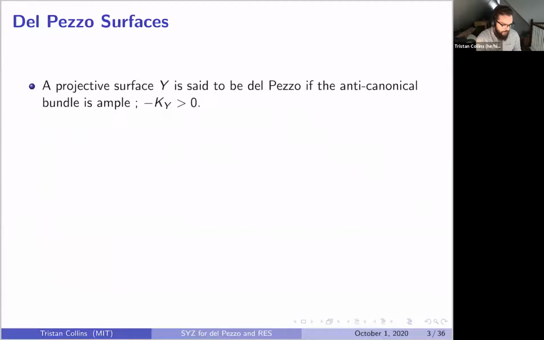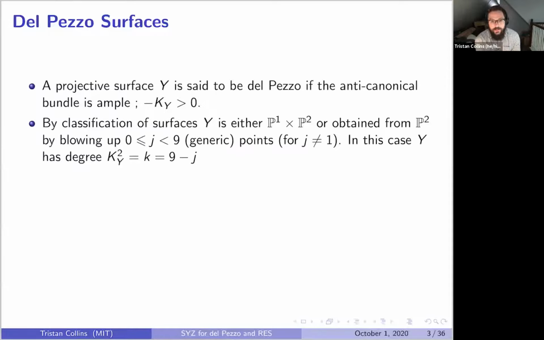Okay. So let me just recall, a projective surface is del Pezzo if it has ample anti-canonical bundle. So we write that as minus K_Y being positive. So these are all classified. They're either P1 cross P1, that should be P1 cross P1, not P1 cross P2, or obtained by blowing up P2 at between 0 and 8 generic points.